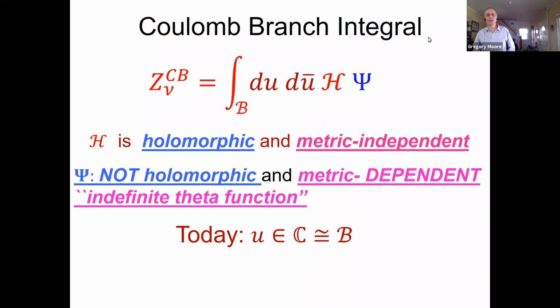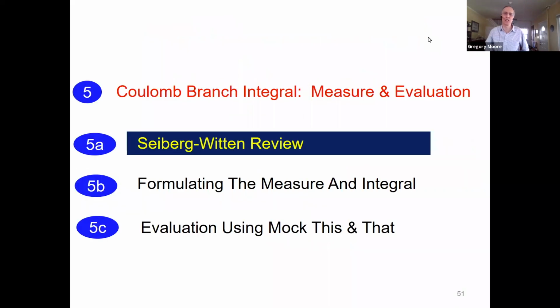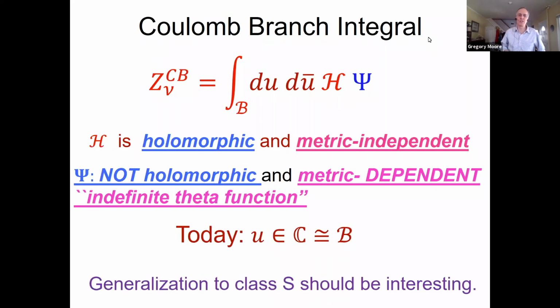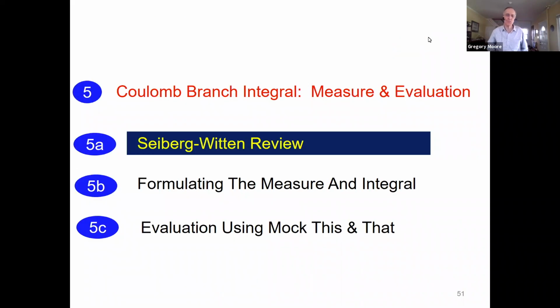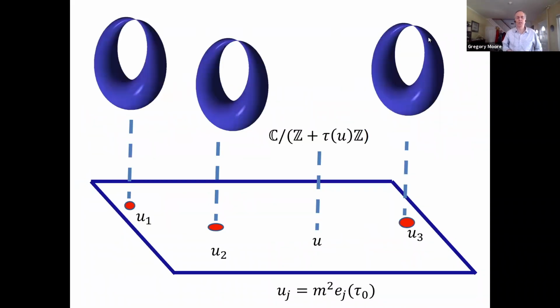So today, the Coulomb branch is just the complex numbers. But the generalization to class S is not known, but should be interesting. So what did Seiberg and Witten do? They said that we can understand the low energy dynamics by writing down a family of elliptic curves. So think of them as C mod Z plus tau Z. So tau is holomorphically varying with u. And generically, they're smooth elliptic curves, but at three points, they degenerate.